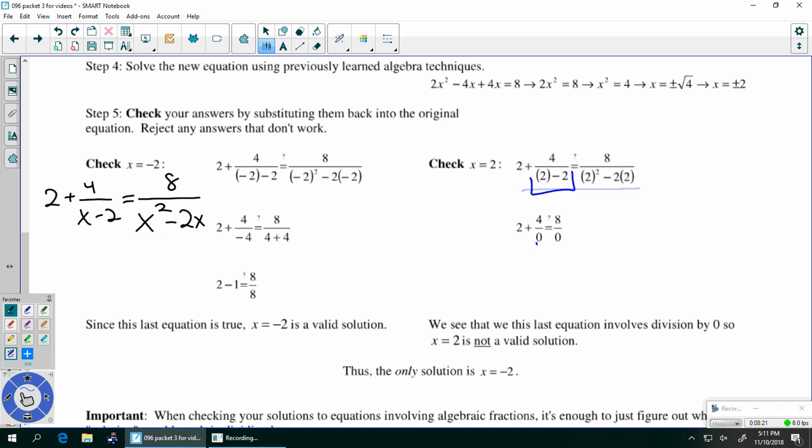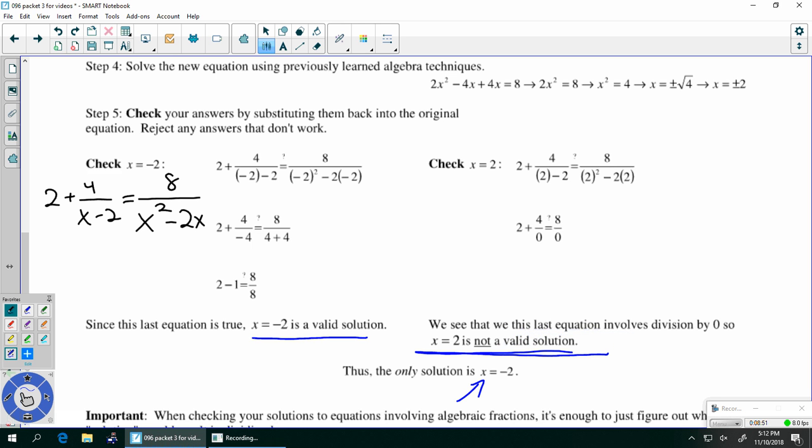Not that it matters, but 2 squared minus 2 times 2 is also 0. I guess technically both sides of the equation are undefined, but x equals 2 is not a solution. You're not even allowed to plug x equals 2 into the equation in the first place. It gives you two fractions that are undefined. So since the last equation involves division by 0, x equals 2 is not a valid solution. Therefore, x equals negative 2 is the only solution.